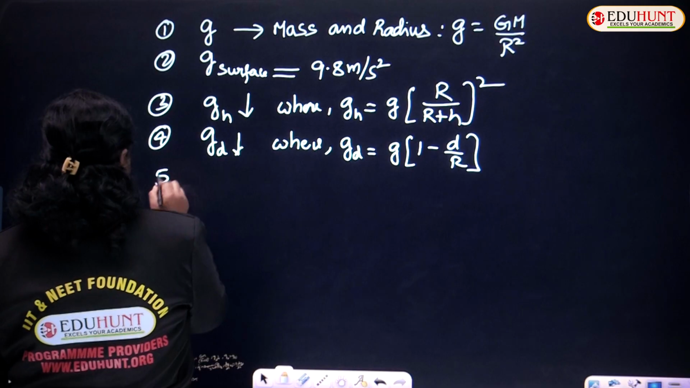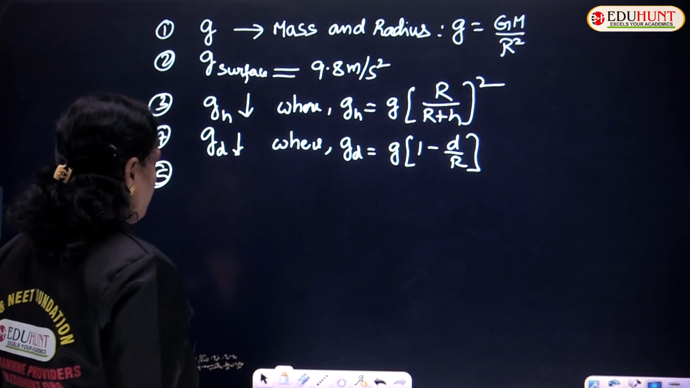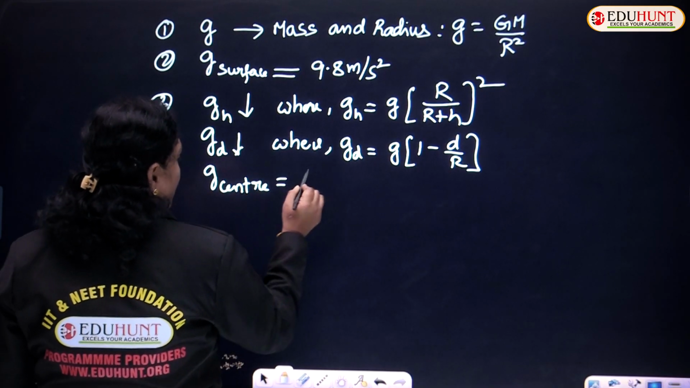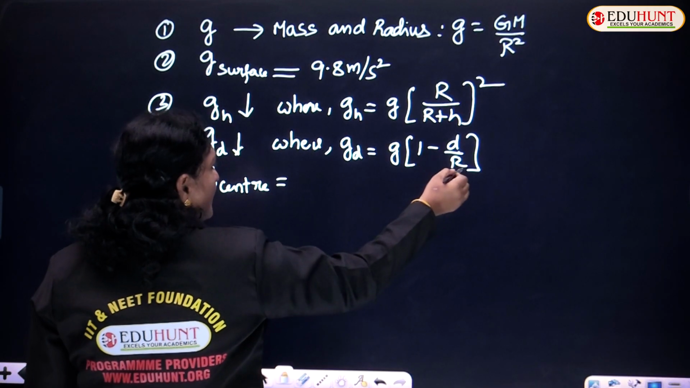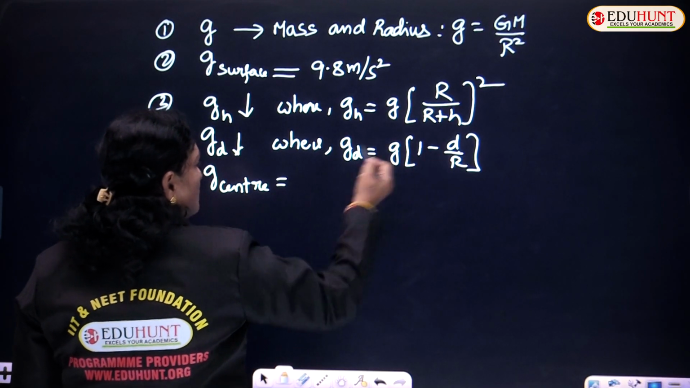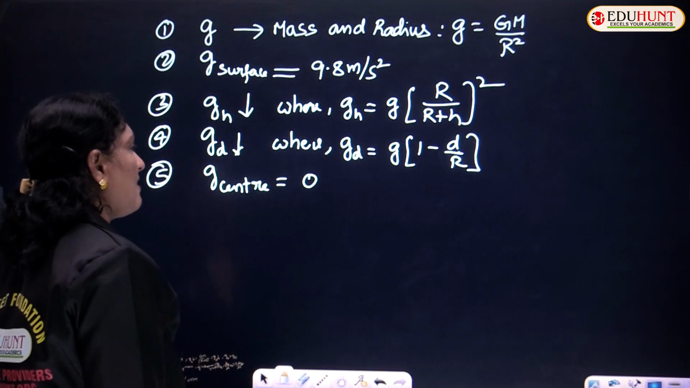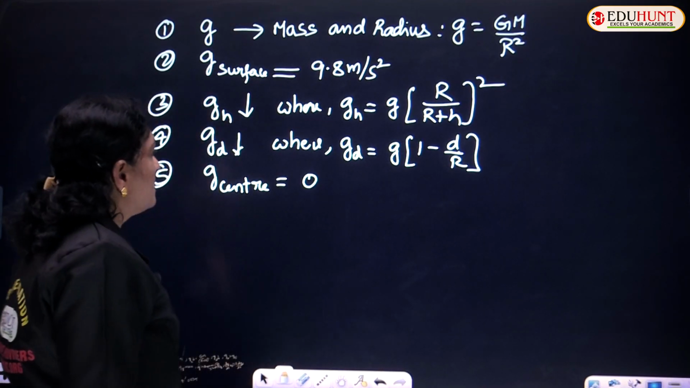So one more point you need to know, children, that is the value of g at the center of the earth. The value of g at the center of the earth is found by replacing d with r. So r by r is 1, and 1 minus 1 is 0. So at the center of the earth, the value of acceleration due to gravity is found to be 0.